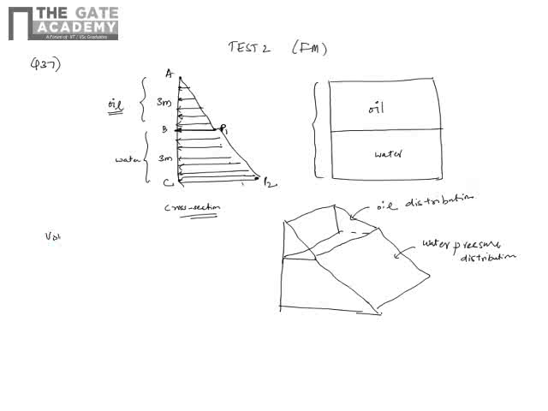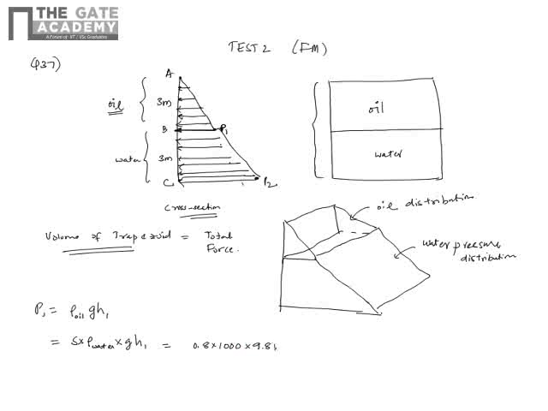Okay, so now the volume of the trapezoid gives you the total hydrostatic force, or the total pressure force. So first let's individually find out P1. P1 is rho of oil into g into H1. Rho of oil, specific gravity is given, so specific gravity into density of water. The density of any liquid divided by density of water is the specific gravity of that liquid, into g into H1. Specific gravity is 0.8, density is 1000, 9.81, H is 3.